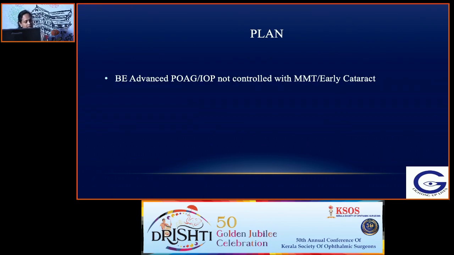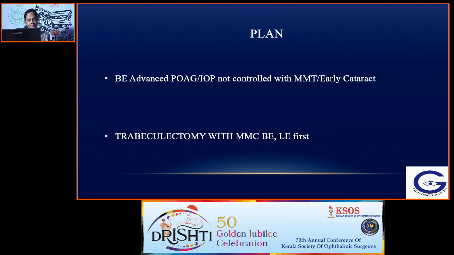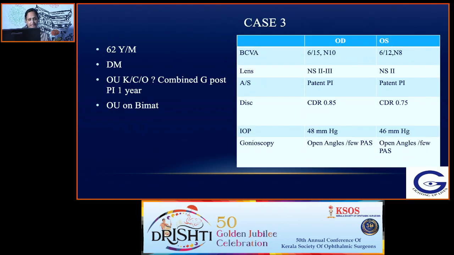So this was a case of both eyes advanced POAG, IOP not controlled with maximum medical therapy, and the cataract is very early. So we can opt for a trabeculectomy with mitomycin C, both eyes, maybe left eye first, and then can plan a cataract surgery later whenever it is indicated.